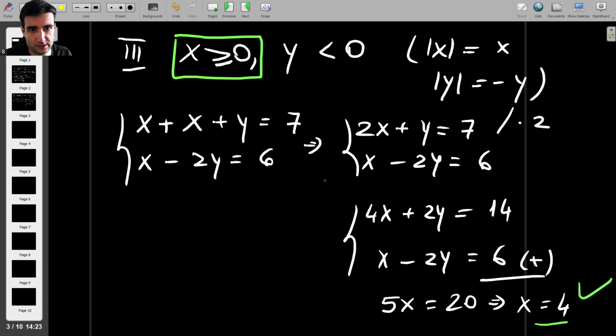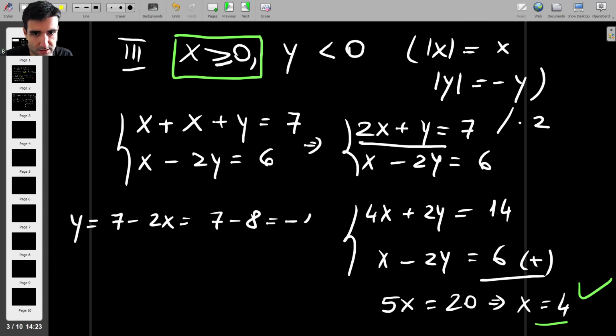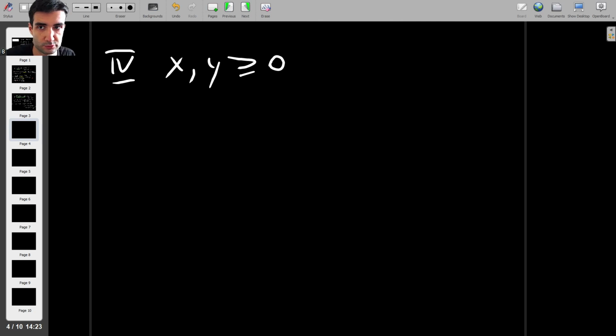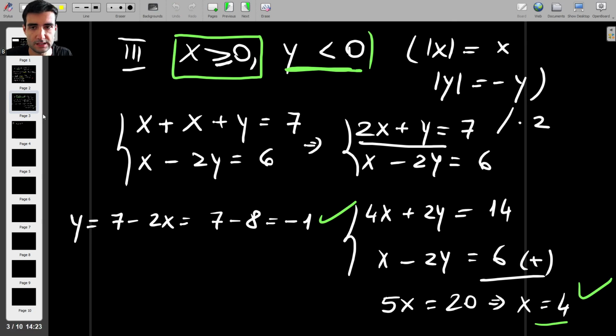Then we're going to try to find y from here. So y is 7 minus 2x, which is 7 minus 8, which is minus 1. This also satisfies the fact that we assumed y to be negative. So this is correct, and at this point I would just stop here. You can actually try case 4 yourself, which is when x and y are both greater than or equal to 0, but you'll see that you'll end up with a contradiction. So I'll use x is equal to 4 and y is equal to minus 1.